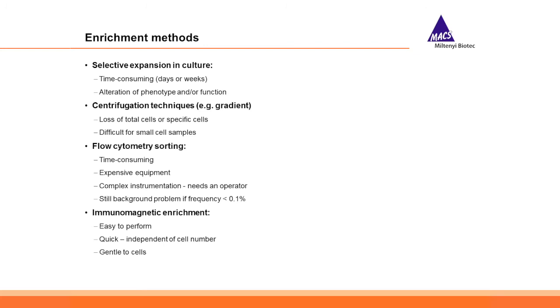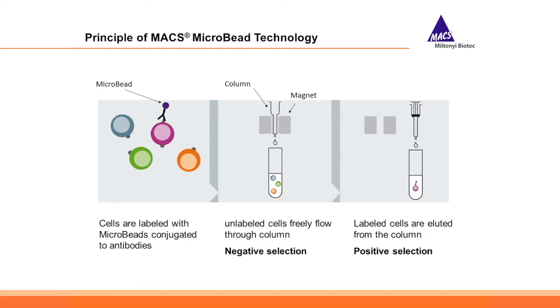So you can imagine if you sort for hours in a flow sorter, this is a little bit more stressful, also with the high pressure and so on. So this is a very gentle way to do it. Some of you might already know our technology, our MACS microbead technology that we use for magnetic enrichment. I just go over it briefly to illustrate how this technology works.